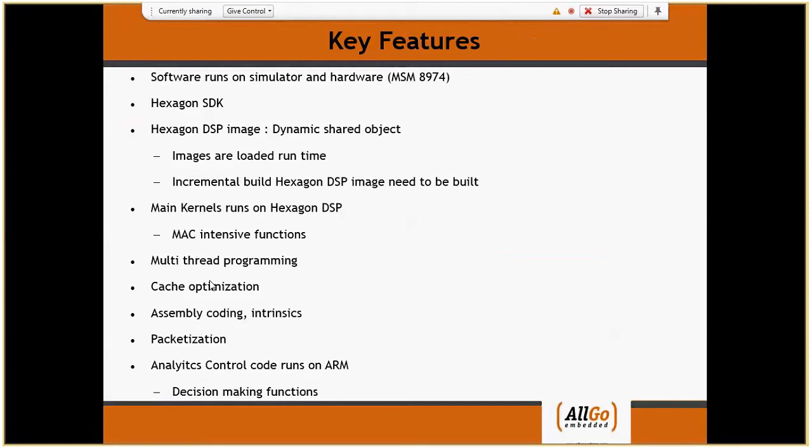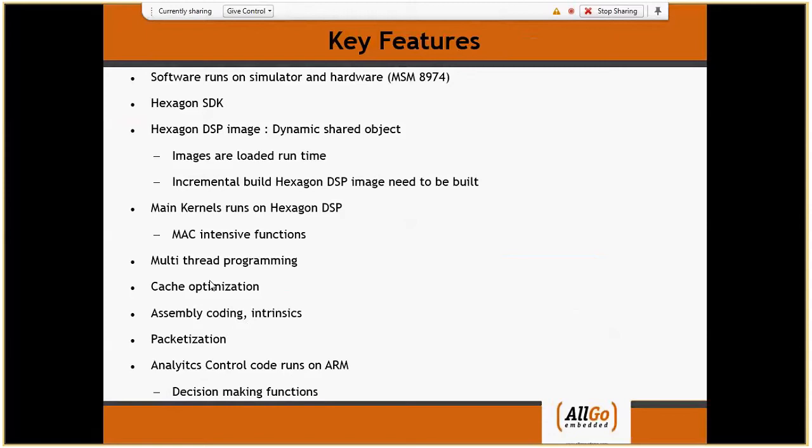The Hexagon DSP image is a dynamic shared object where images are loaded at runtime. So you don't have to compile the DSP image again and again. You just need to compile your own algorithm, and the Hexagon OS will be able to pick up this image and run it at runtime. This also helps in incremental build of the algorithm, so you don't have to rebuild all the things on the DSP side. The main kernels of the DSP solution run on Hexagon DSP. Mainly the MAC intensive and DSP type of applications are running on the Hexagon DSP.